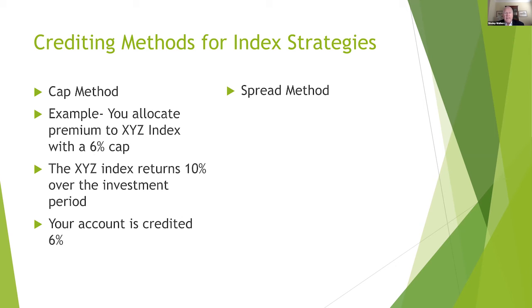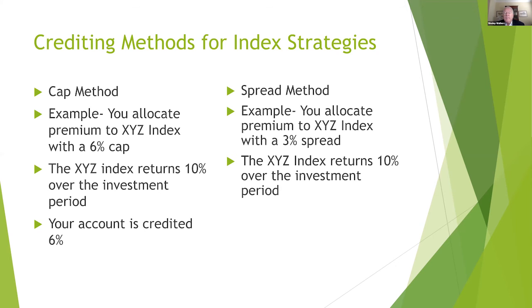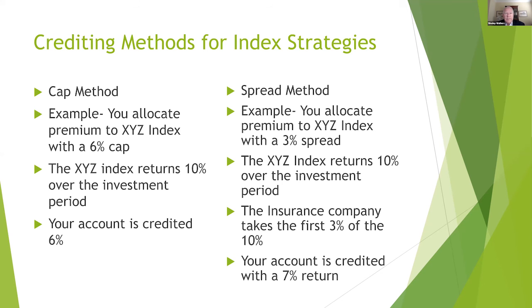The next method is called a spread. In a spread, they're going to take off the top a stated percent. So in this example, we're going to use a 3% spread. The same index gains 10% that year. They're taking 3% off the top, so your account is credited with a 7% return.